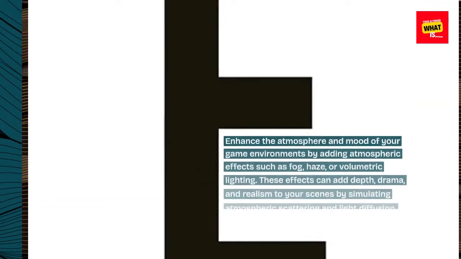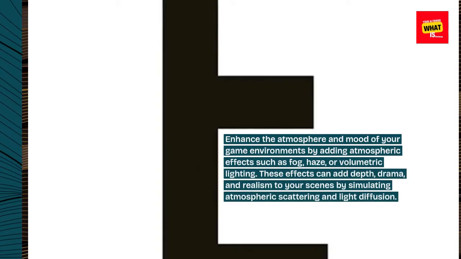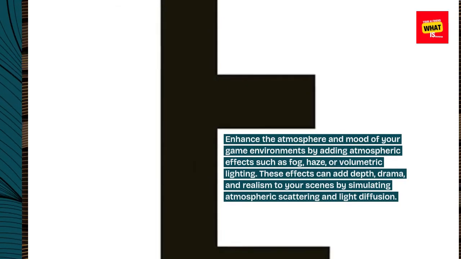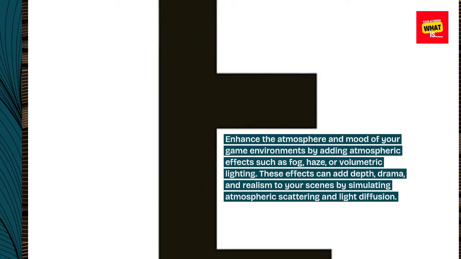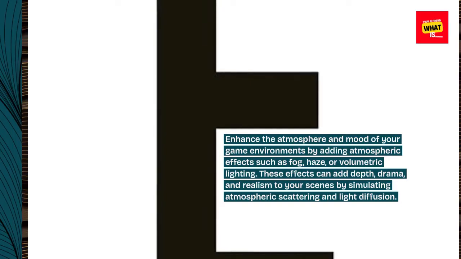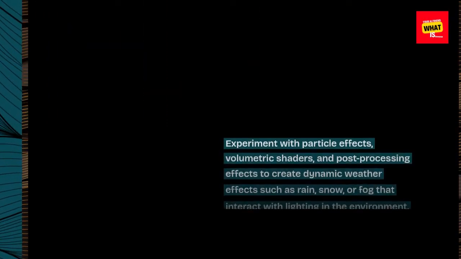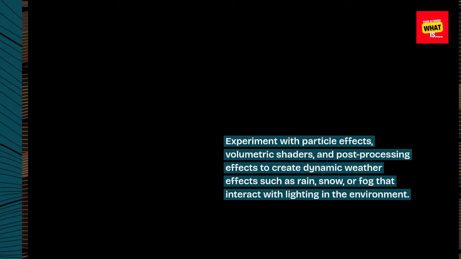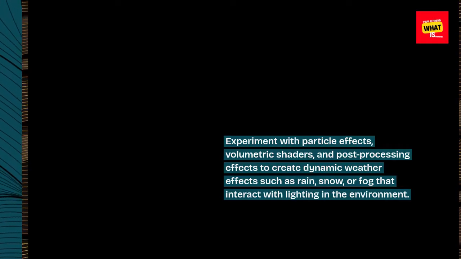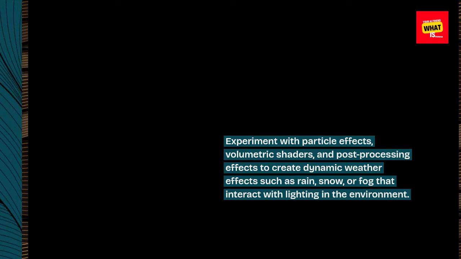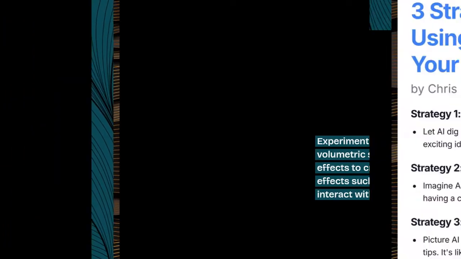Enhance the atmosphere and mood of your game environments by adding atmospheric effects such as fog, haze, or volumetric lighting. These effects can add depth, drama, and realism to your scenes by simulating atmospheric scattering and light diffusion. Experiment with particle effects, volumetric shaders, and post-processing effects to create dynamic weather effects such as rain, snow, or fog that interact with lighting in the environment.